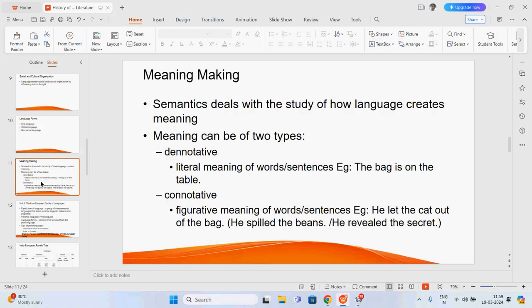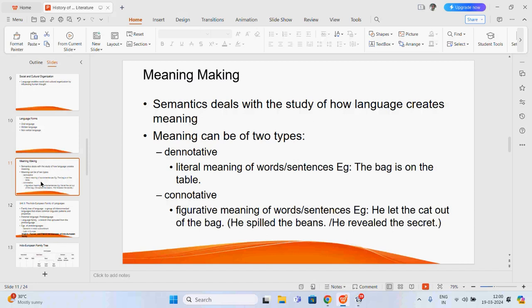The sentence, he spilled the beans, is again a figurative sentence. It can have two meanings. One meaning, there was a bowl of beans and by mistake, he spilled the beans on the table or he spilled the beans on the floor. Or to spill the beans also means to reveal the secret. This is what makes language very interesting.